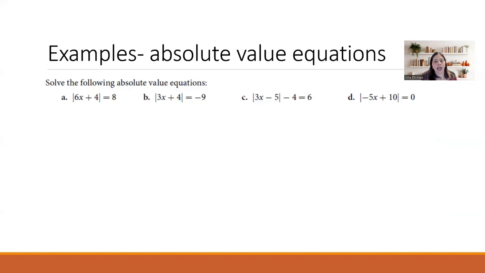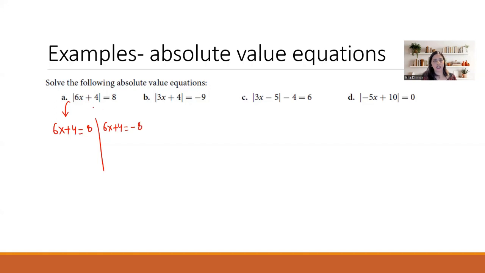So solve the following absolute value equations. Now inside the modulus, you will be given a linear expression in x. Okay, now how to solve it? So this will always split up into two linear equations.